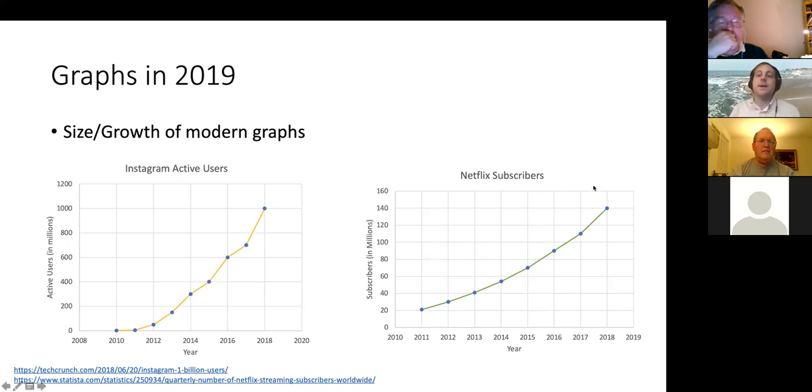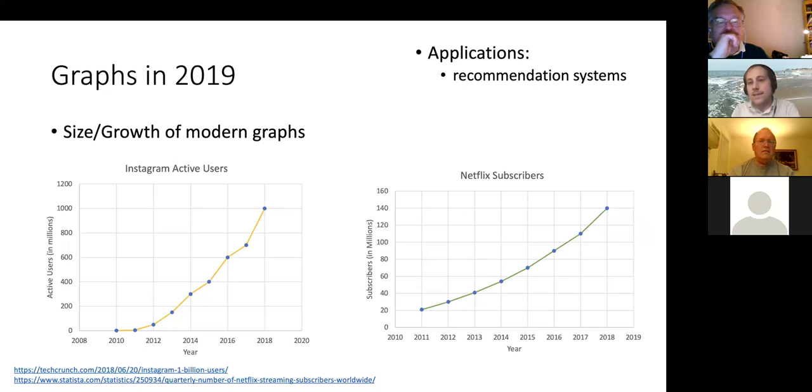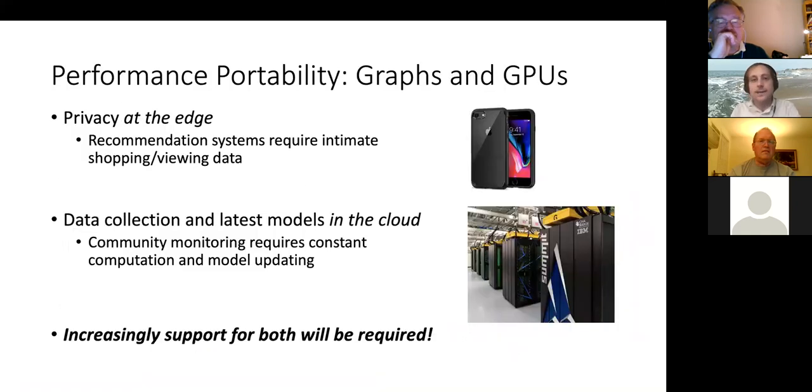Netflix is another network that you could think of as a graph, and that has about 140 million nodes. So Euler had a pretty good idea, but I don't know that he would have imagined the scale of graphs today. And like we talked about, there are applications here with recommendation systems and information spread. And now what we want to talk about is performance portability of graphs on GPUs.